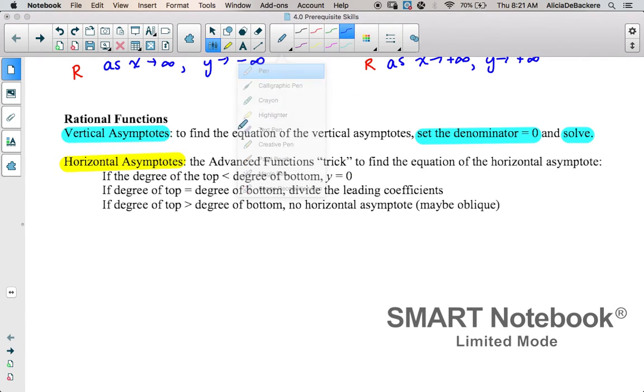So thinking about an example of that would be if the degree of the top is less than the bottom. So if I have like an x on the top and an x squared or an x cubed or an x to the fourth, anything like that on the bottom, then I'm going to have a horizontal asymptote here of y equals 0.